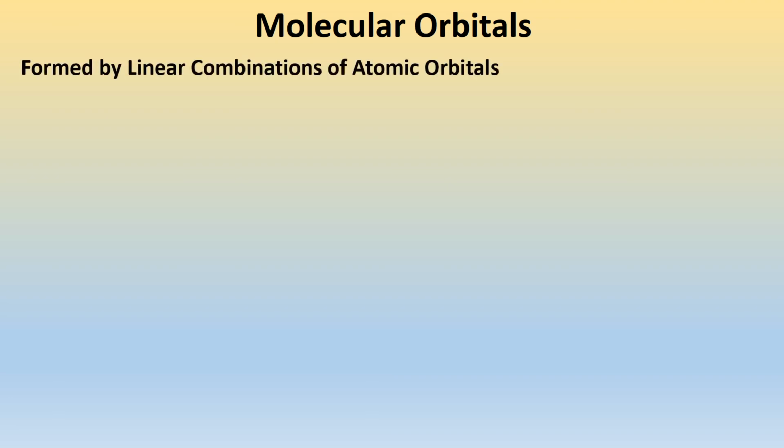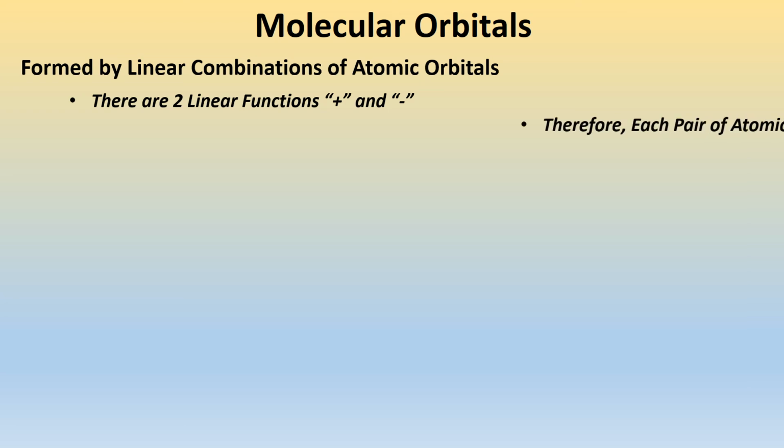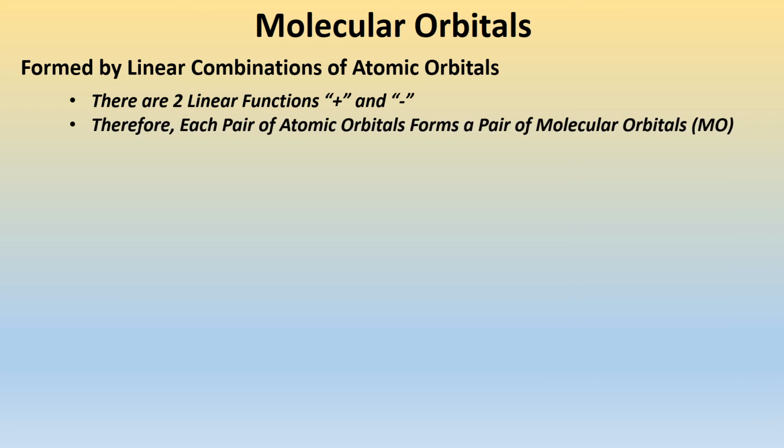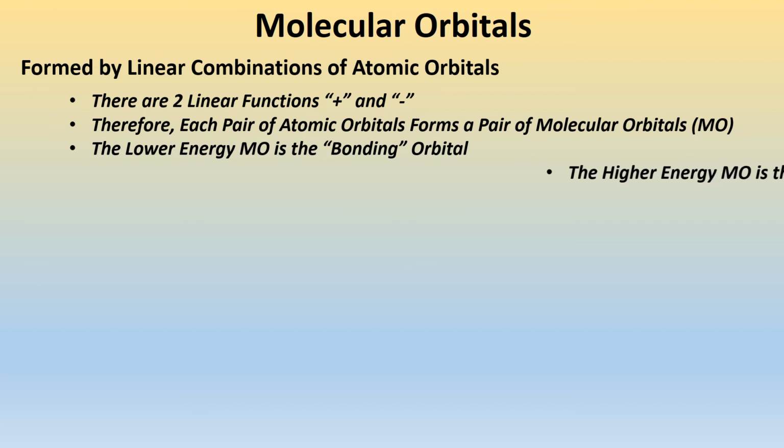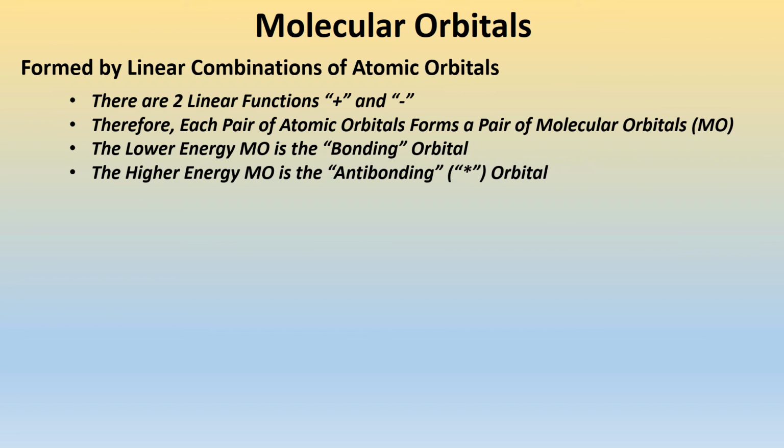Now that we've seen how individual electrons in their orbitals make up an atomic term, it's time to look into how these same electrons can combine as atoms come together to form a molecule. Molecular orbitals are formed by linear combinations of atomic orbitals. There are two linear functions, addition and subtraction. Therefore, each pair of atomic orbitals forms a pair of molecular orbitals, or MOs. The lower energy MO is called the bonding orbital. The higher energy MO, signified by a star superscript, is the antibonding orbital.